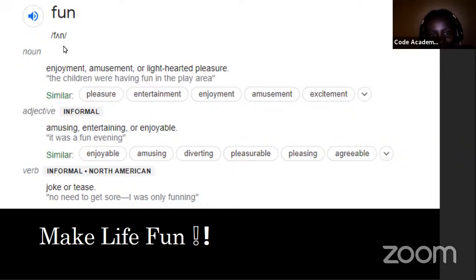So what is fun? This is what I had, this is what the dictionary says. Yes, Ella, are you saying something? Okay, so there is enjoyment. So fun is enjoyment, it's amusement or light-hearted pleasure. Something fun is amusing, it's entertaining, it's enjoyable. Then there is joke or tease. So I will go for the second definition, amusing, entertaining, or enjoyable.